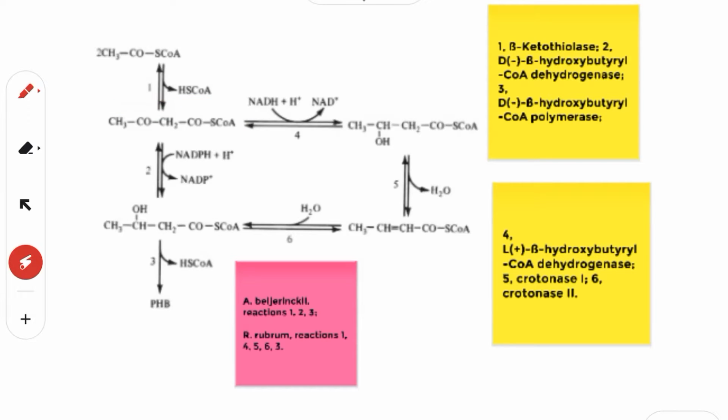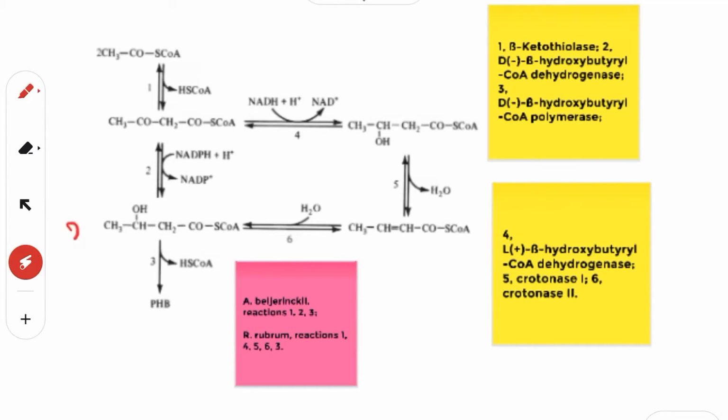So beta-ketothiolase synthesizes one molecule of beta-keto-acyl-CoA, and this beta-keto-acyl-CoA is further reduced by NADPH. The reduction occurs on the beta carbon and the product formed is D-beta-hydroxyacyl-CoA, or D-beta-hydroxybutyryl-CoA. This D-beta-hydroxybutyryl-CoA is the substrate for the polymerase enzyme. That polymerase is D-beta-hydroxybutyryl-CoA polymerase.